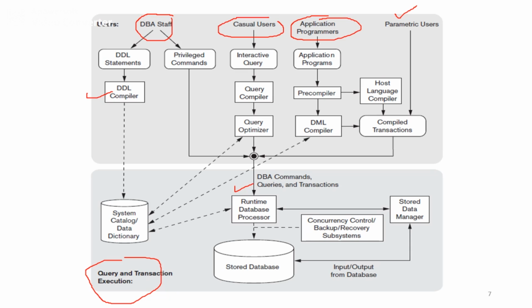The concurrency control and backup or recovery subsystems are also there. These are shown separately as a model, but they are integrated into the working of the runtime database processor for the purpose of transaction management. This is about the database component model diagram.